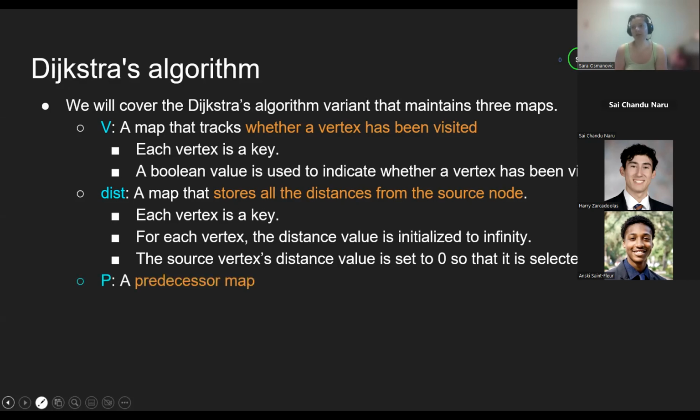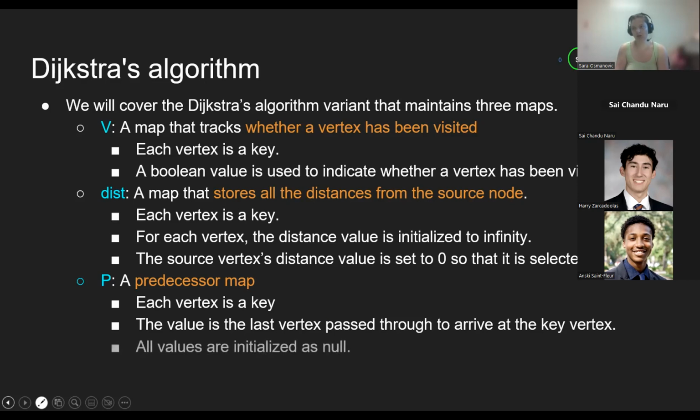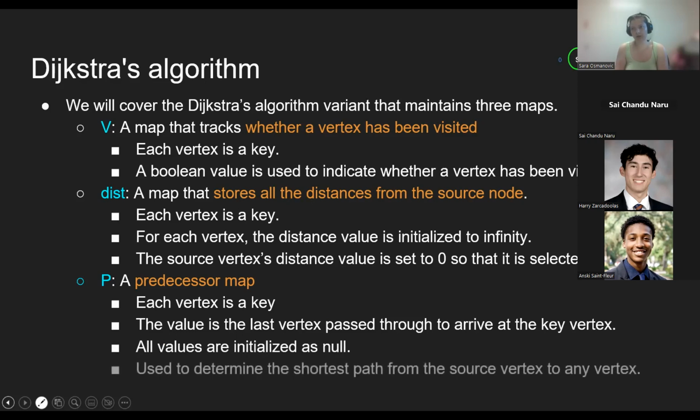And then the third map is the predecessor map. Each vertex is a key as usual, and the value is the last vertex passed through to arrive at the key vertex. It's essentially the node that gets you to that vertex. All values are initialized as null. This specific map is used to find the shortest path from the source vertex to any vertex.